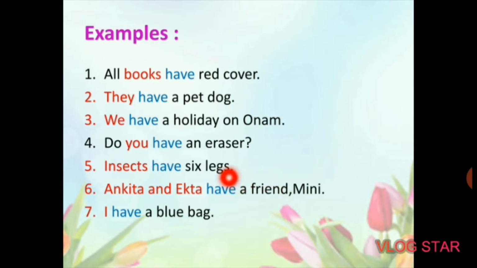Here, have is used with plural nouns and with the pronouns like they, we, you, and I. Here, have is used when two nouns are joined by and. Here, verb have is showing the possession of the nouns or pronouns.